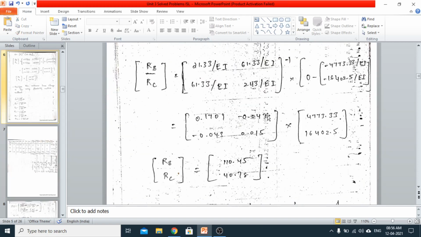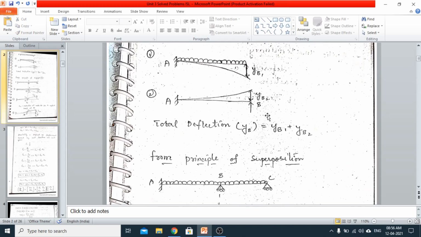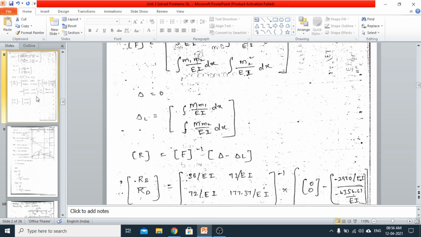Okay. So go to the next slide. What we are doing here, you see. So here we have R is equal to flexibility matrix inverse into delta minus delta L. So see here RB and RC, we have to consider this one. These are the unknowns we have to calculate, isn't it? So I have placed my flexibility matrix here.